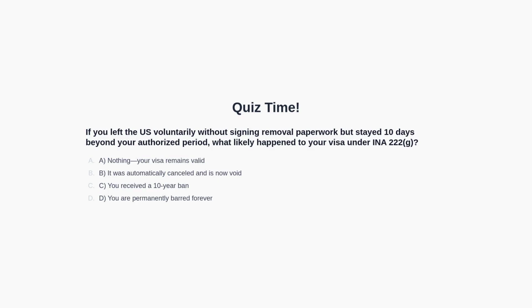Question: if you left the United States voluntarily without signing removal paperwork, but stayed 10 days beyond your authorized period, what likely happened to your visa under Section 222G? Options: A. Nothing. Your visa remains valid. B. It was automatically canceled and is now void. C. You received a 10-year ban. D. You are permanently barred forever. You may pause the video now to think about the answer. We will discuss the correct answer in the next section of the video.